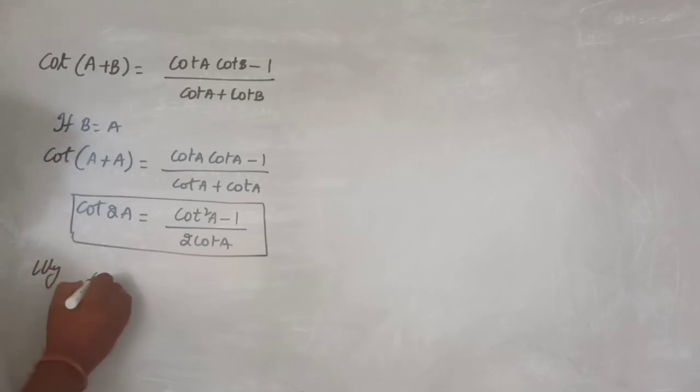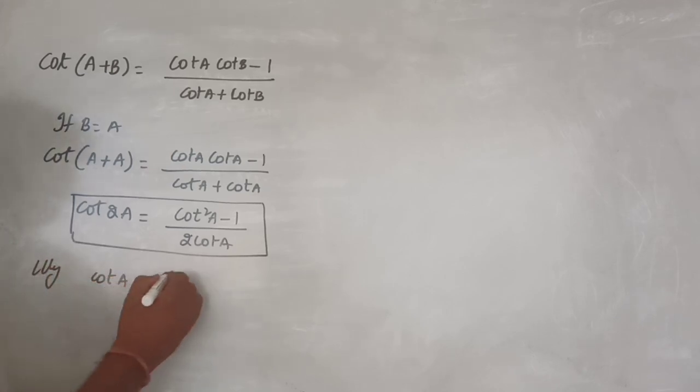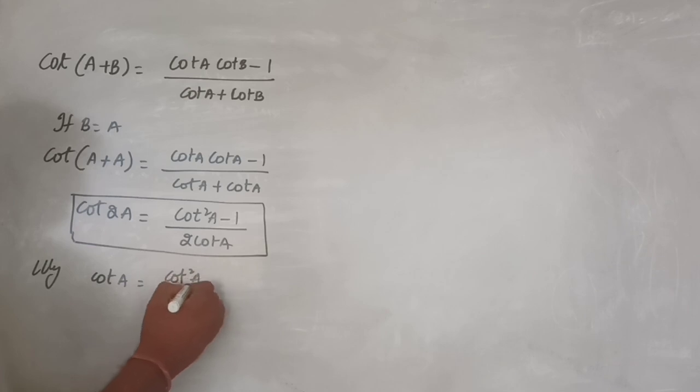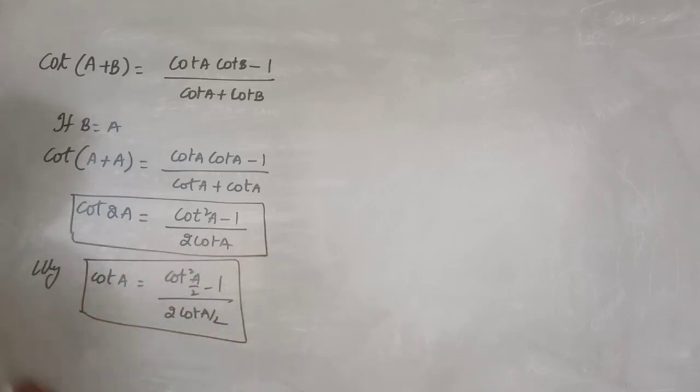Similarly, cot A is equal to cot square A by 2 minus 1 by 2 cot A by 2.